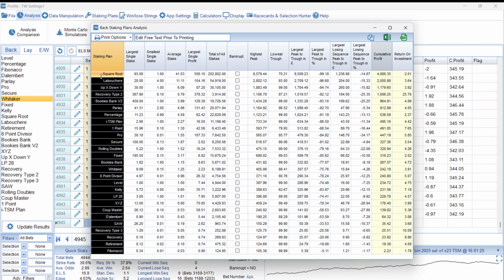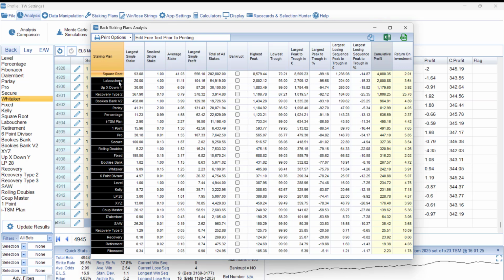So I know Square Root is a progressive staking plan, and its smallest stake was 1 unit, but at some point its stake was 93 units. That's really quite large there. The second rank one, Labouchere, has made 2,000 units profit. And we compare this to level stakes. Level stakes made 234 units of profit. So Square Root has really improved on that, but we're seeing very large stakes at some point. And its lowest trough was about 70 points, so 70% of its starting bank.